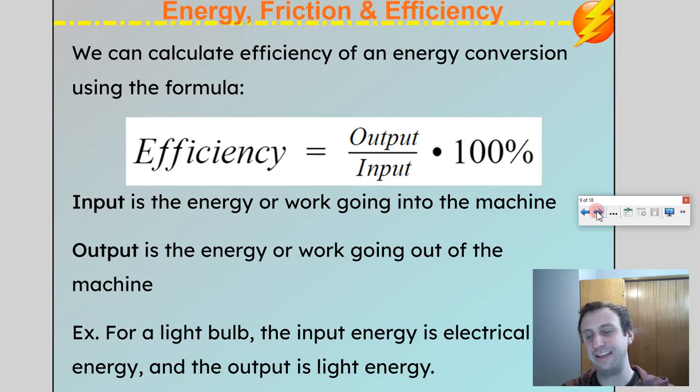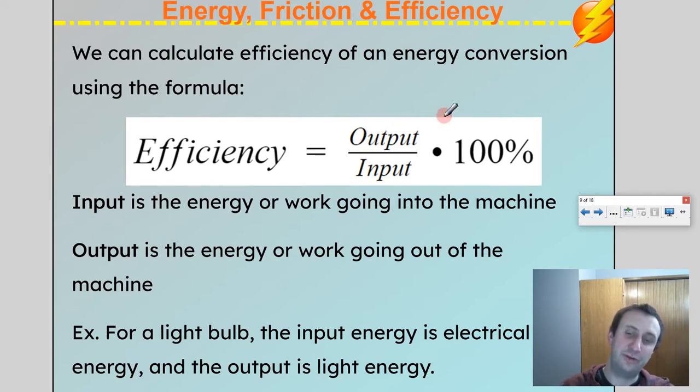Now, efficiency cannot be over 100%. No machine can be 100% or more efficient, because that would mean that it's creating energy, that it's getting energy that was not there to begin with, and that is not possible. Energy cannot be created or destroyed. That is the first law of thermodynamics. So, as a result, our efficiencies will always be less than 100%.